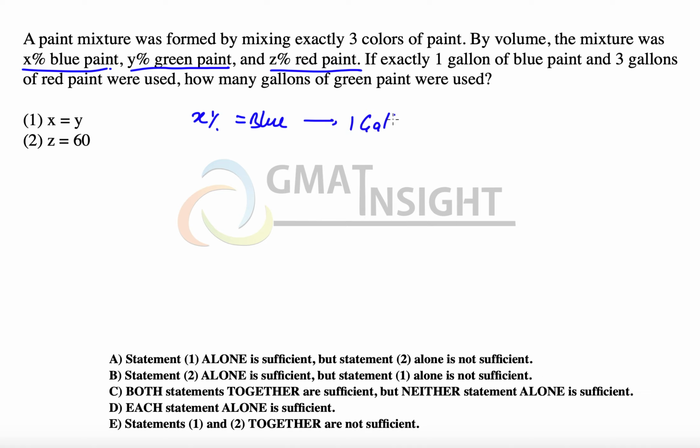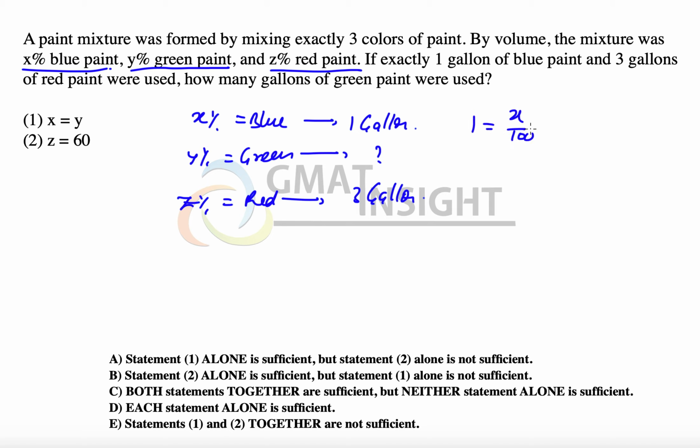1 gallon of it. Similarly, Y% is equal to green and we need to find out its volume, and Z% is equal to red, and we know that 3 gallons of red paint has been used. So we can say that 1 is equal to X% of the total weight, and similarly we can say 3 is equal to Z% of the total weight. So that also gives us an understanding that Z is equal to 3x.